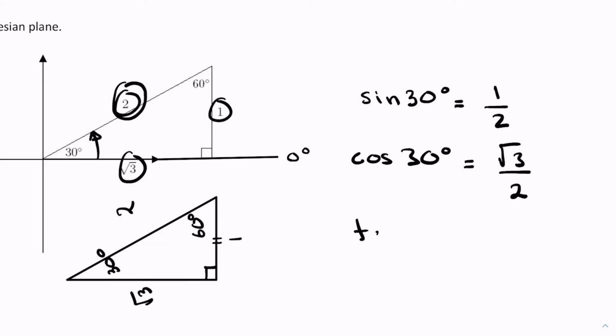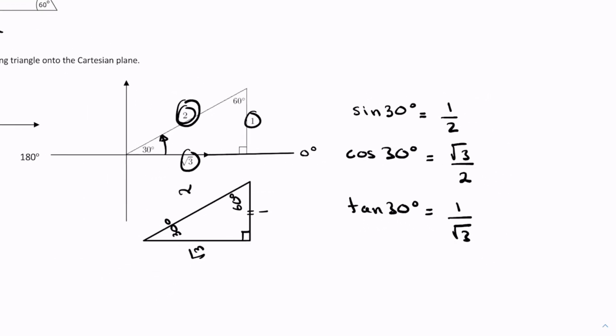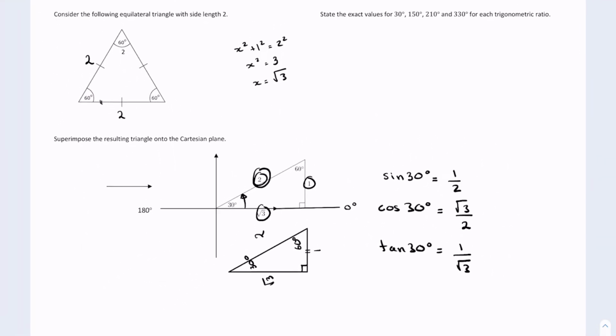And tangent of 30 is equal to 1 over root 3. And that's what we mean by the exact values of sine, cosine, and tan of 30. Okay, and that's why we call it a special triangle, because it fits nicely into our Cartesian plane.